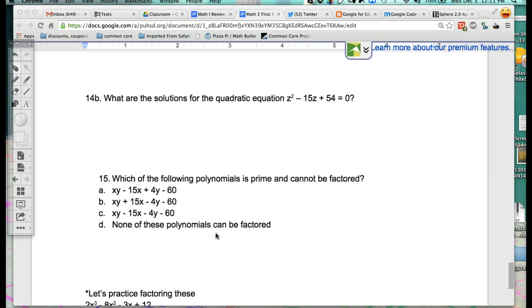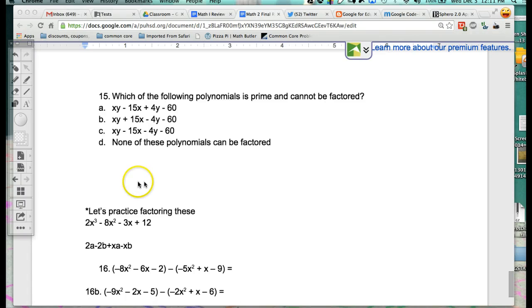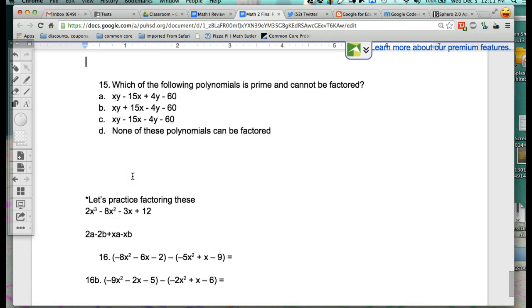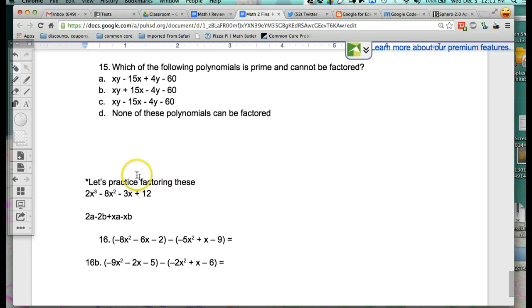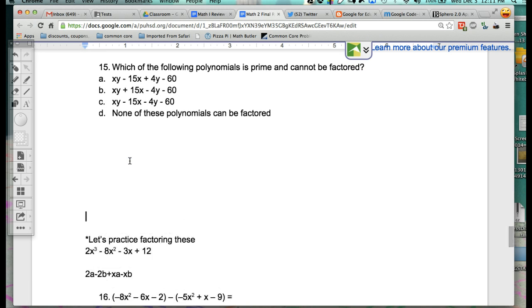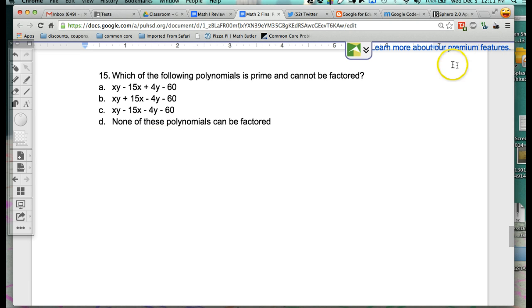Okay, so now that we are done with number 14, I want you to go ahead and copy question number 15. The really important thing about question number 15 is that you did it. Yeah, you learned it in middle school.